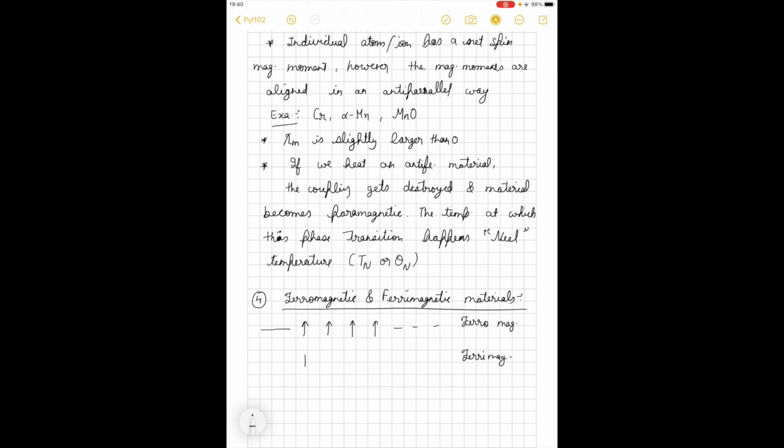So in ferri, there was, let's say, up spin, but the down spin moment was smaller. So the overall net spin moment would be in one direction. So ferrimagnetic has the properties of both. It's ferromagnetic in the sense that it has a net magnetization even without a magnetizing field, and it has a property of antiferromagnetic in the sense that the spins are aligned in an antiparallel way. Okay.